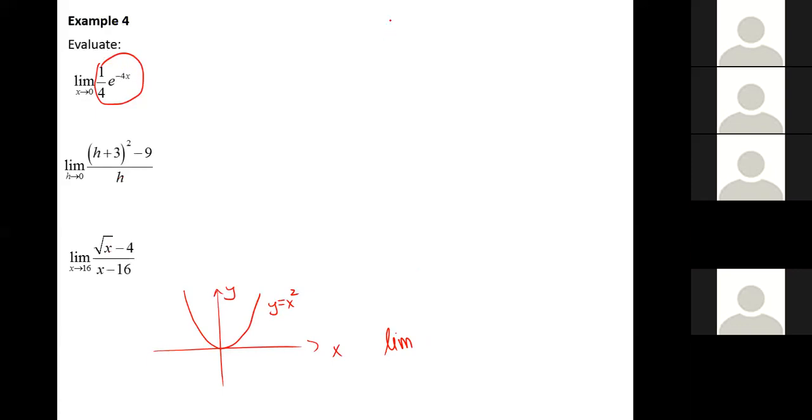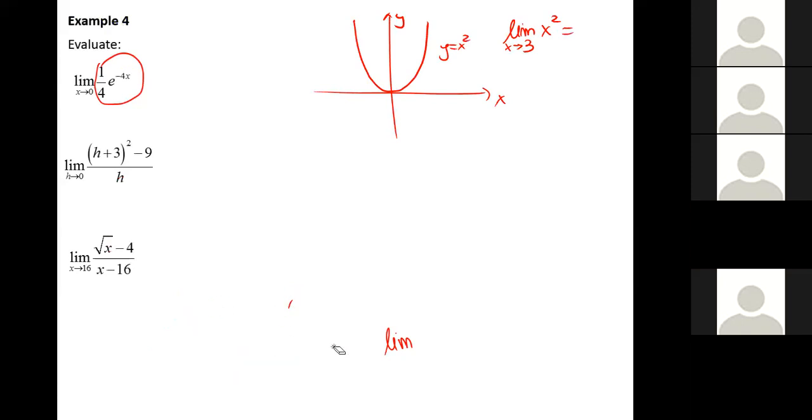Actually, I will need space for the last limit, so let me use this one. This is the function x squared, and I will ask you how this function behaves as x goes really, really close to 3. This is 3, and of course I can say 3 is at the level where the actual value is. 3 squared is 9.